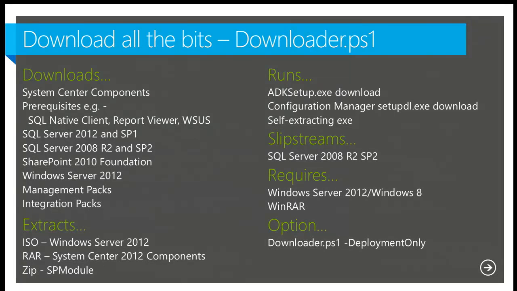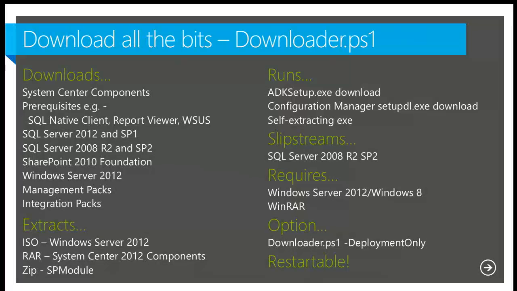There is one option on the script that is deployment only. By default, if you run downloader, it will download all 56 things. If you do -deployment only, it will look at your variable XML file for the deployment you're about to do and only download what you need for that particular deployment. And the whole thing is restartable. It downloads around, I think, 15 gig. It extracts to about 35 gig.